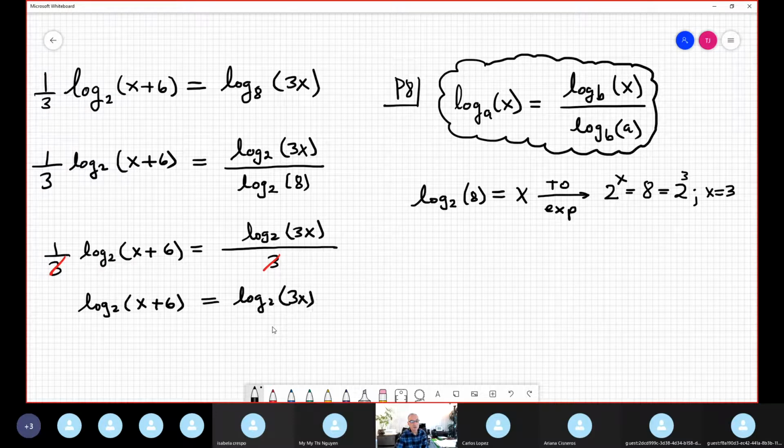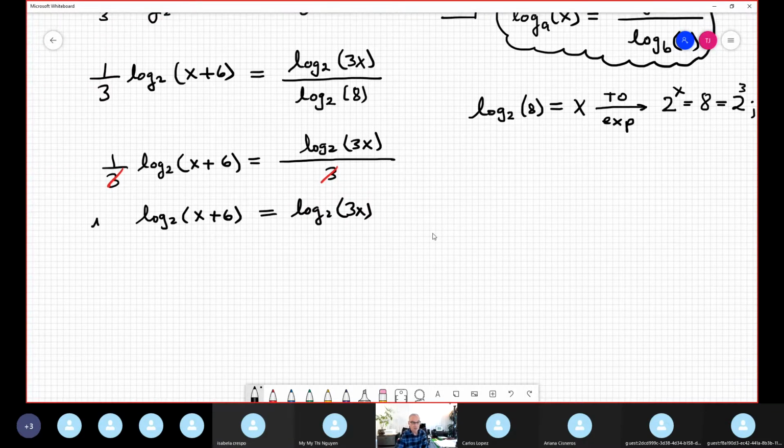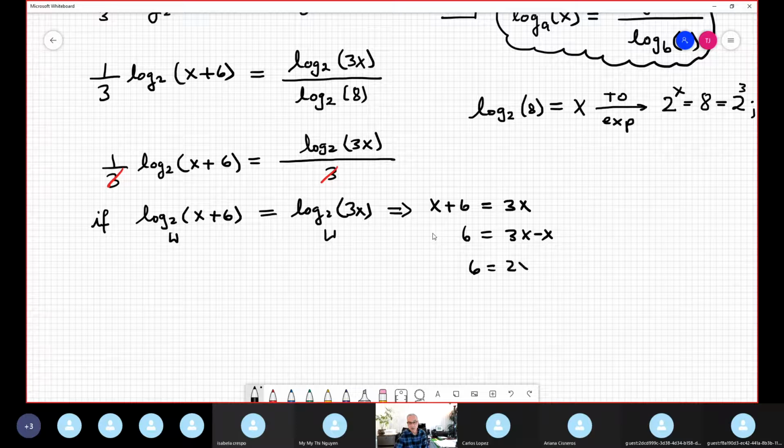of 3x. In that moment, crucial moment, important moment, if we have two logarithms equal each other and the base is the same, it's obvious that the argument inside the logarithm is the same because it's a one-to-one function. And you have a super easy linear equation. x plus 6 is equal 3x. So 6 is equal 3x minus x. 6 is equal to 2x. x equal 3.